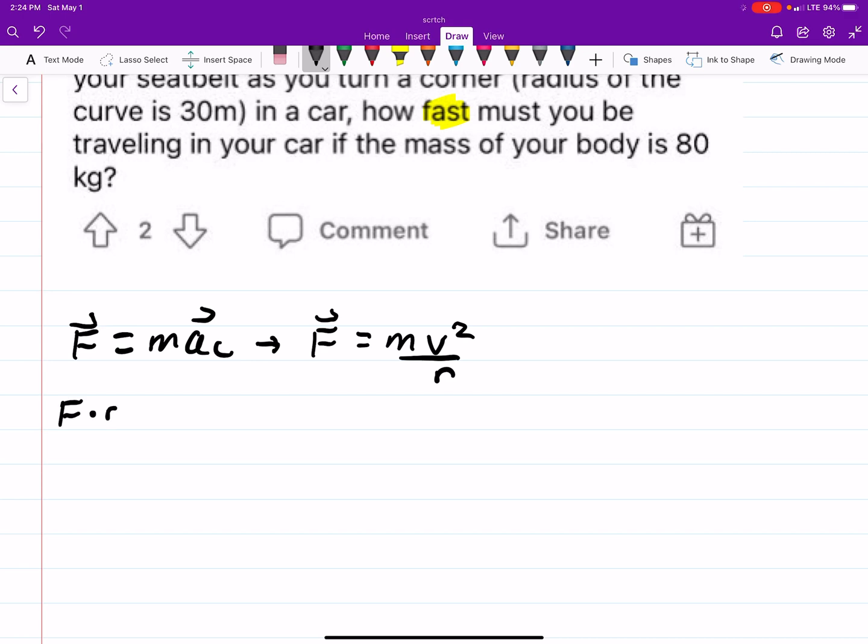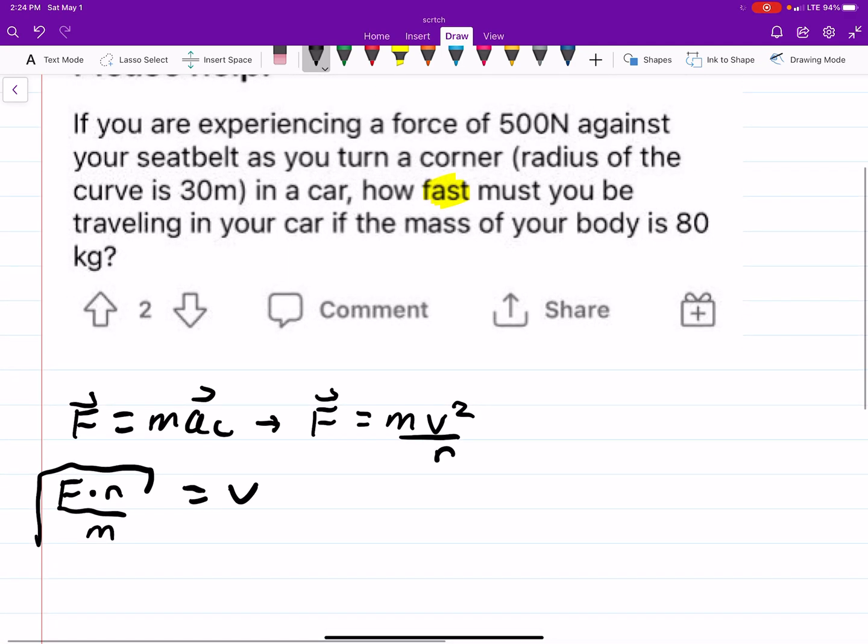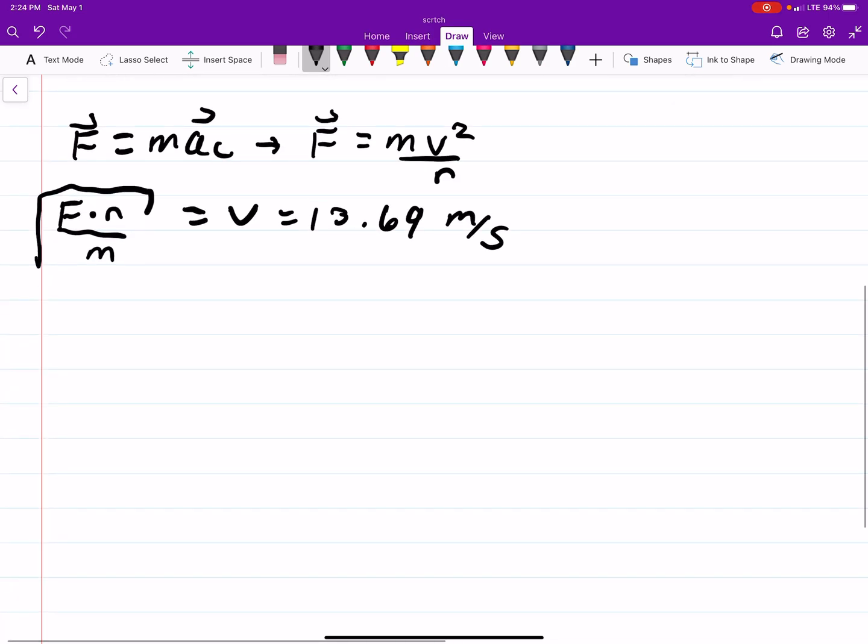The force times the radius divided by the mass, square root, is equal to the velocity. And we know all these things. We know that the force is 500 newtons, the radius is 30 meters, and your mass is 80 kilograms. The units all work out. We don't have to change our units. So 500 times 30 over 80 is 13.69 meters per second.